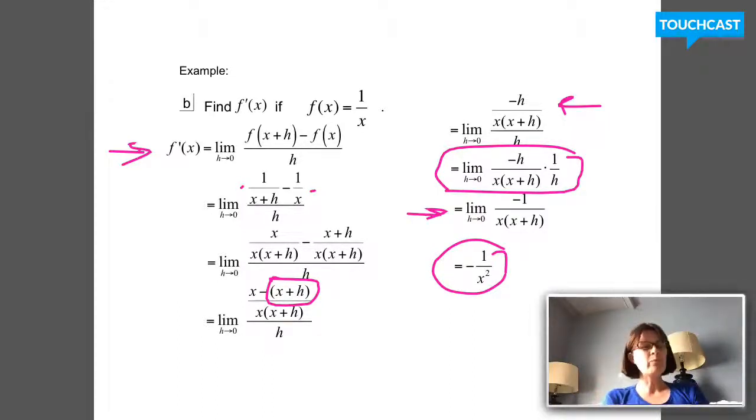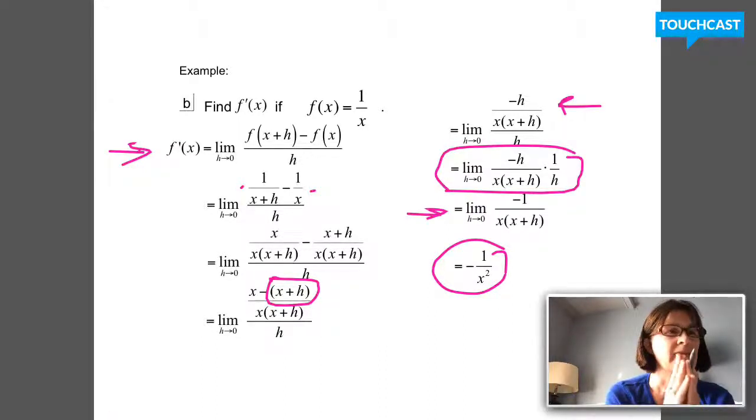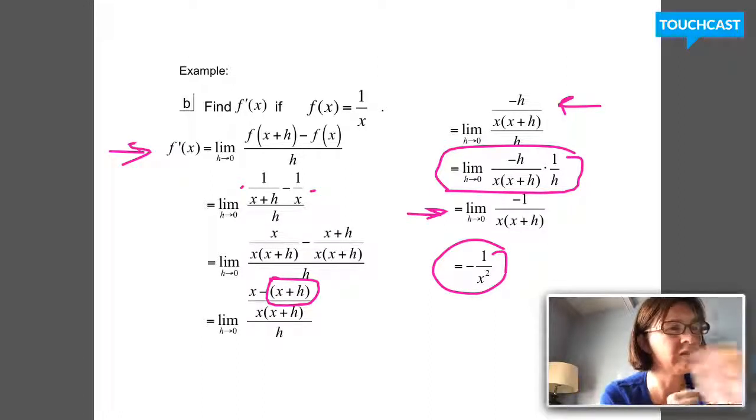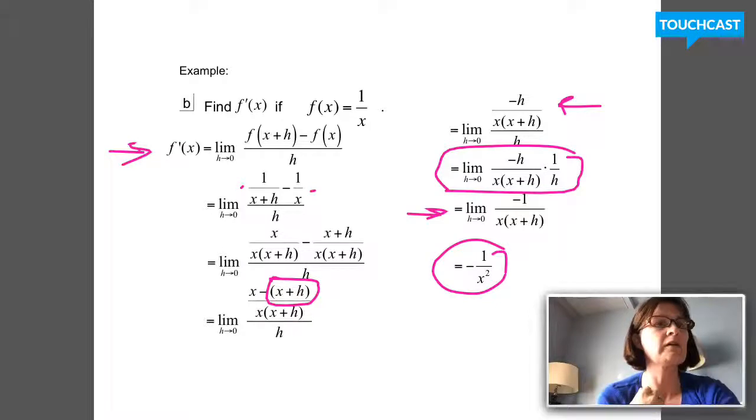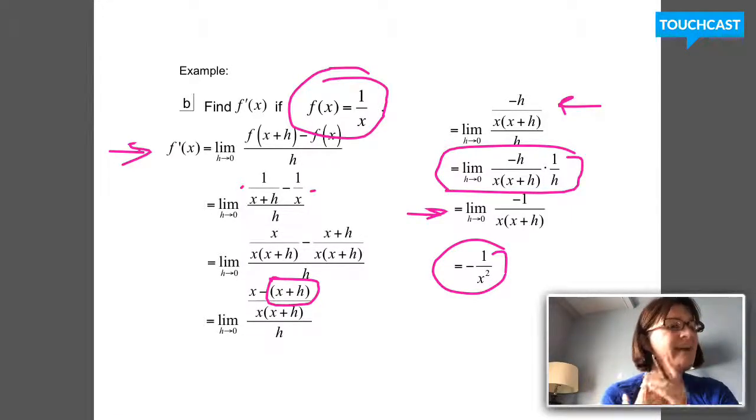That means at any point on the function 1 over x, if I picked any x value, I could plug that x value into this function, and I'd get a number that tells me the slope of the original curve, f of x is 1 over x, at that point.